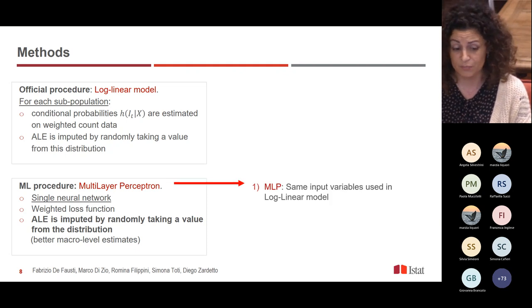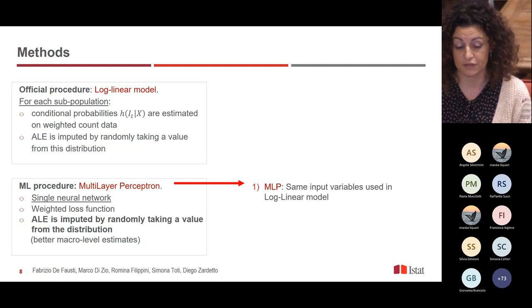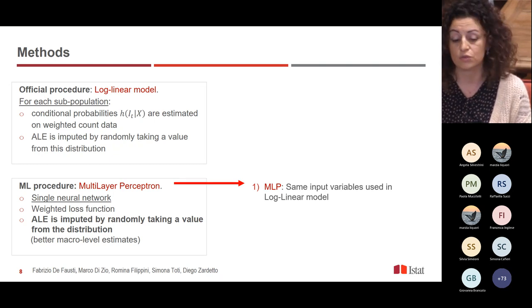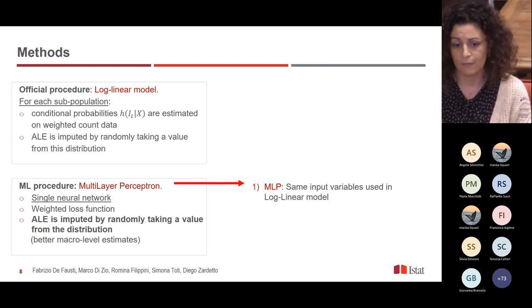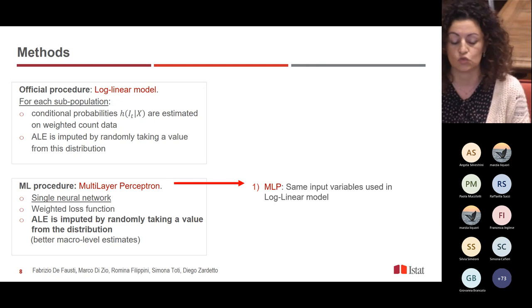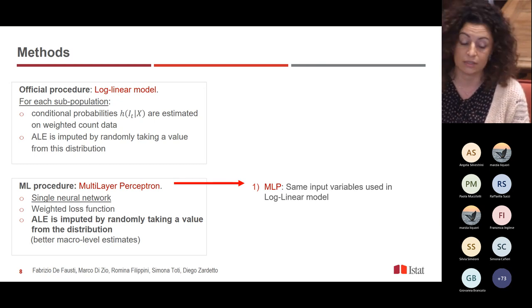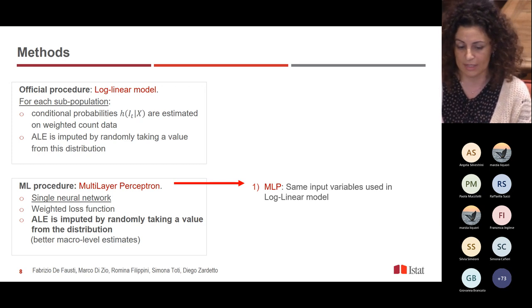The multilayer perceptron was applied in different experimentations. In the first experimentation, we used the same input variables used in the log-linear model. In this case, the aim is to minimize confounding factors, so as to allow a net comparison between the two methods.